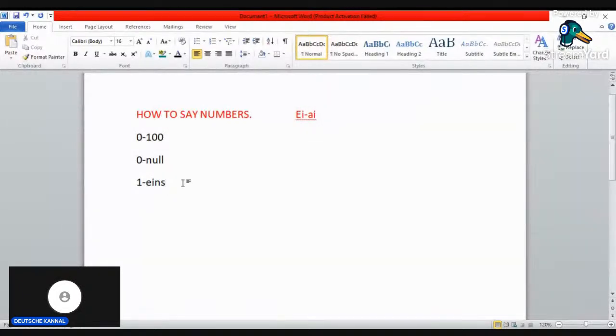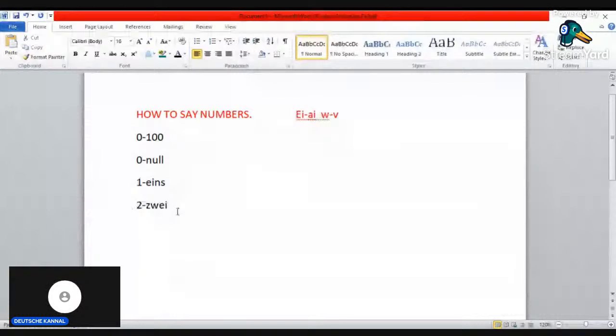Next one is number 2. Number 2 is zwei. W is normally pronounced as V. Make sure to pay attention to the pronunciation. So this is zwei. So we have null, eins, zwei.